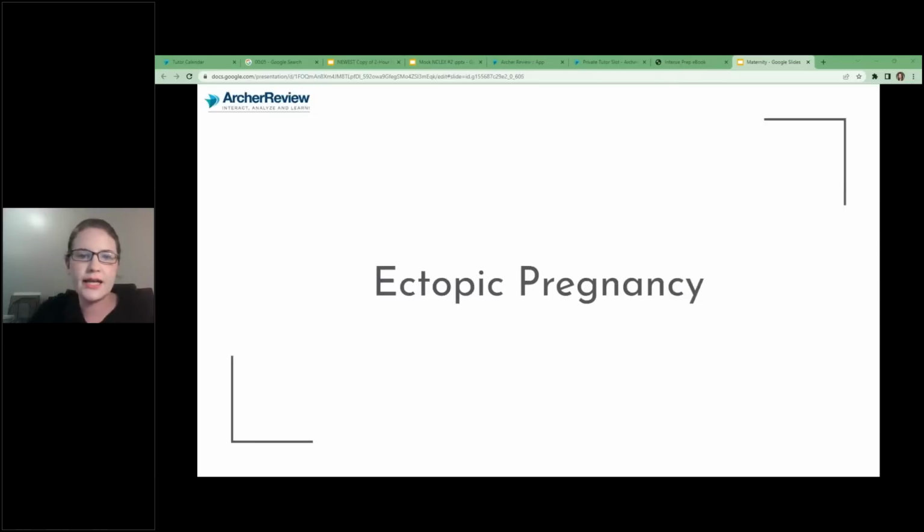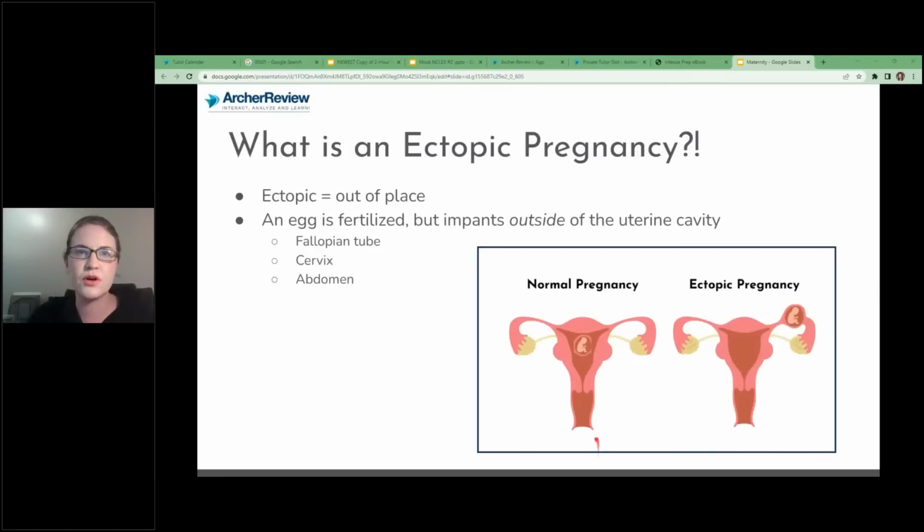Okay, real quick, ectopic pregnancy. Remember, a normal healthy pregnancy should implant inside the uterus. Ectopic means out of place. So if we have an ectopic pregnancy, the embryo has implanted outside of the uterus. 95% of the time, if I had to come up with an estimation, the vast majority of the time, that ectopic is going to be in the fallopian tube.